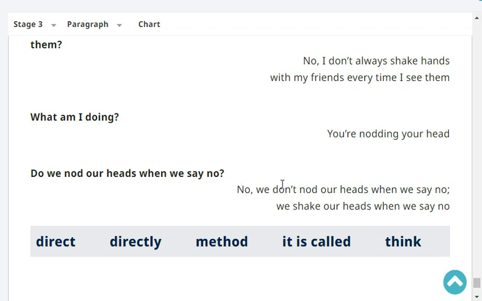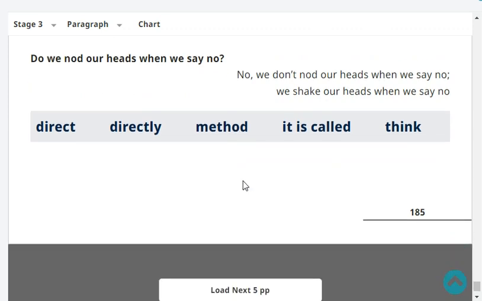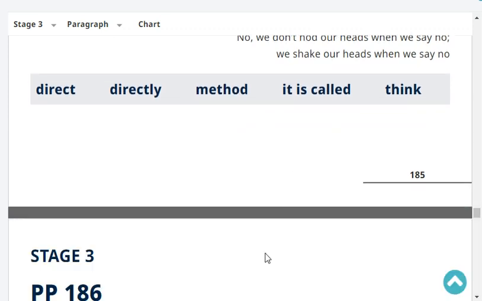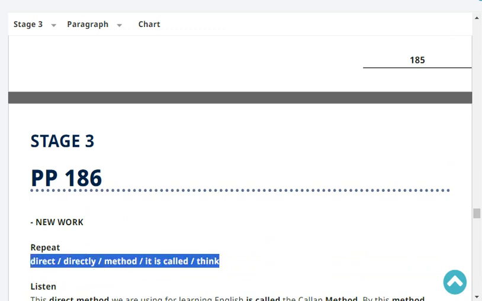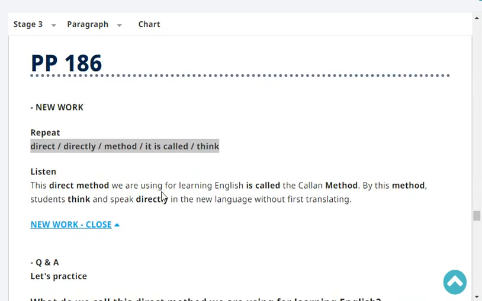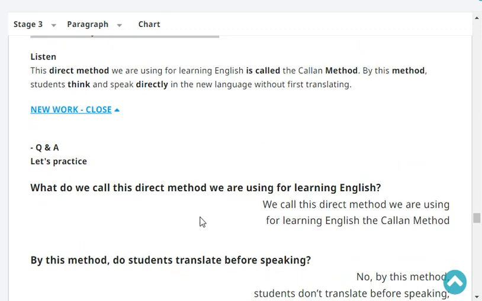And that's the end of our revision. Let's have a new word. Okay, repeat. Direct. Directly. Method. It is called Callan. Think. Very good. Okay, listen. This direct method we are using in learning English is called the Callan Method. By this method, students think and speak directly in the new language without first translating.